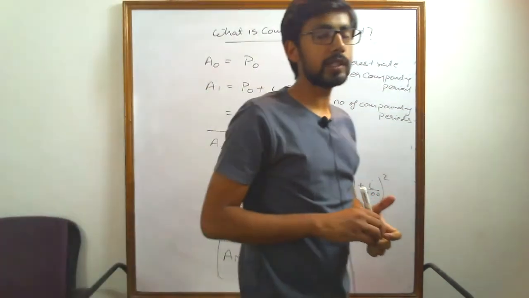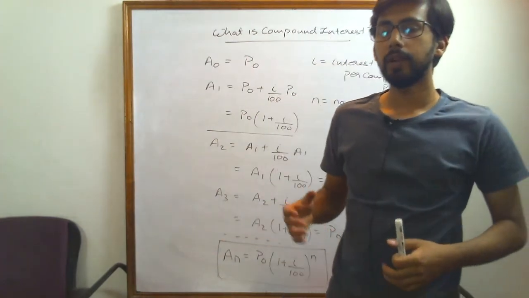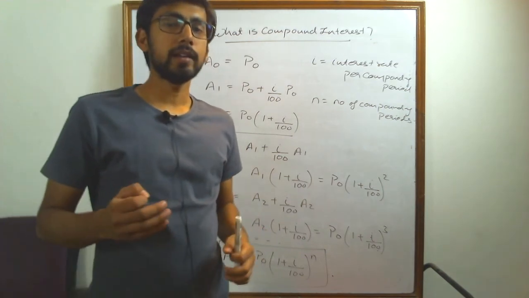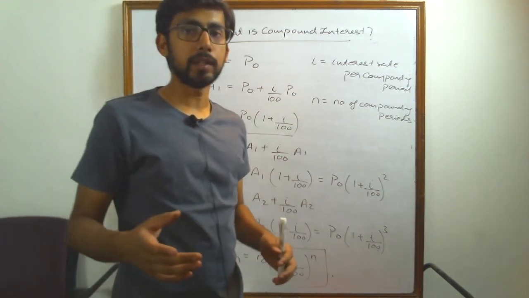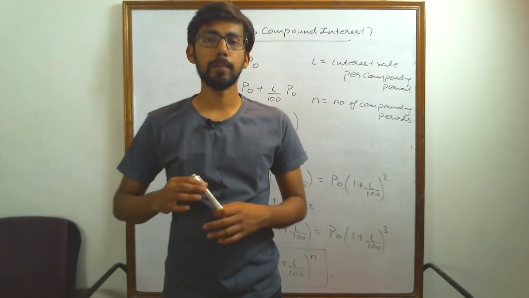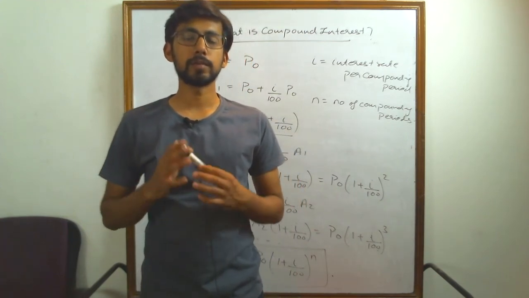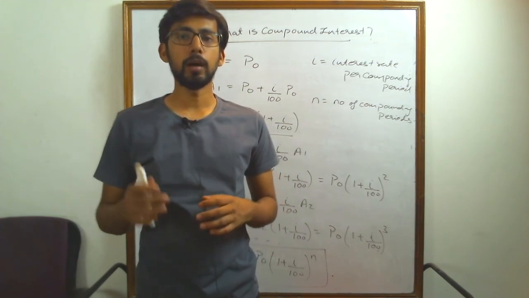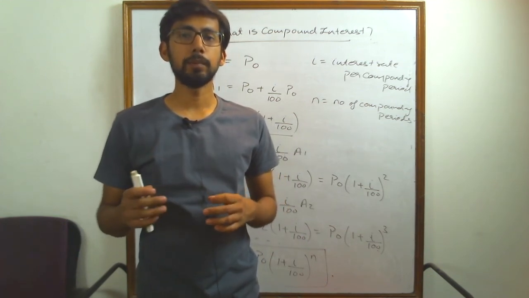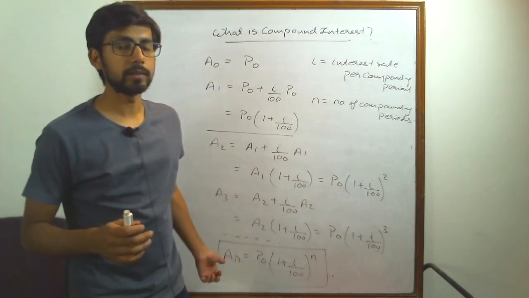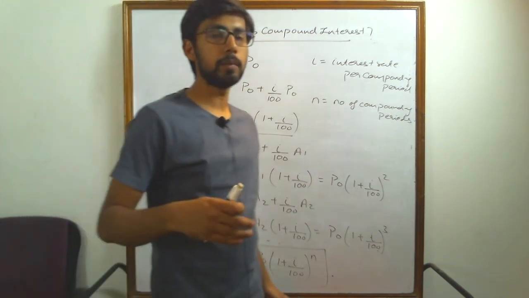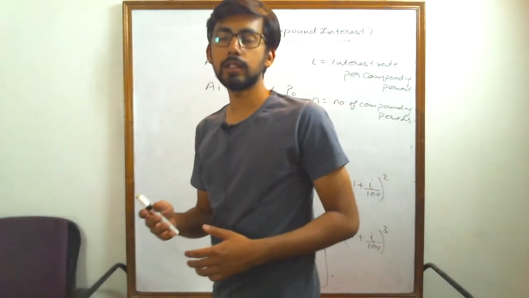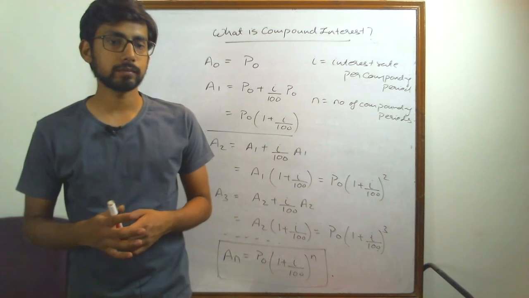interest, and it will give us the total amount that we will have after n compounding periods, where I is the interest rate per compounding period. So guys, I hope you understood what compound interest is and how it is different from simple interest. If you ever want to find out the amount you will have after n compounding periods, you can use this formula that will give you the total amount you will have after n compounding periods, where I is the interest rate you're getting for every period.